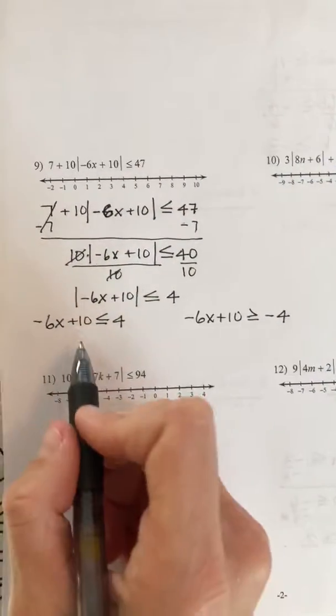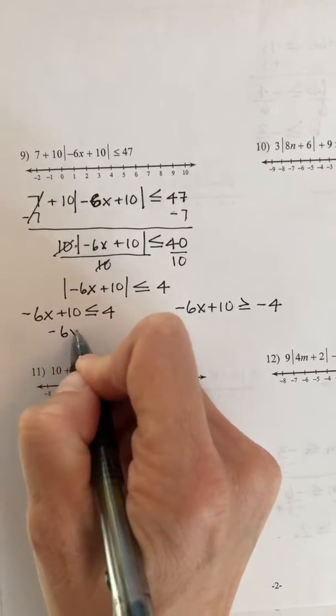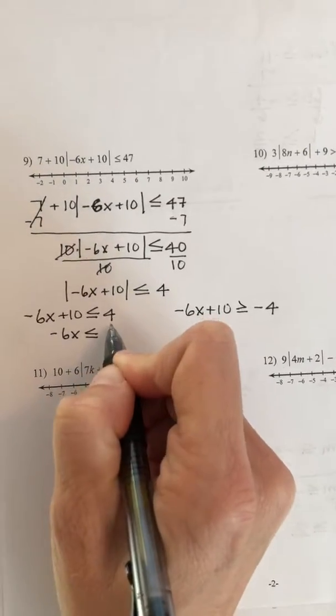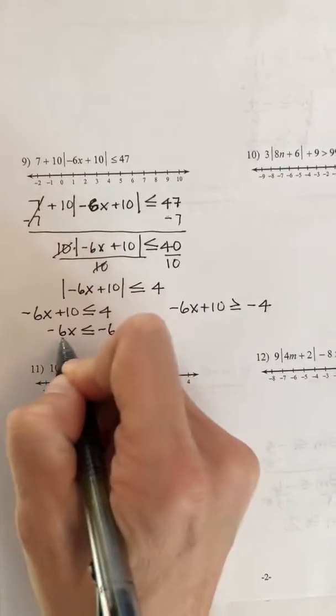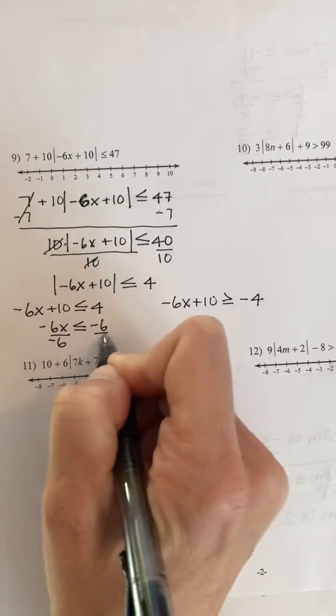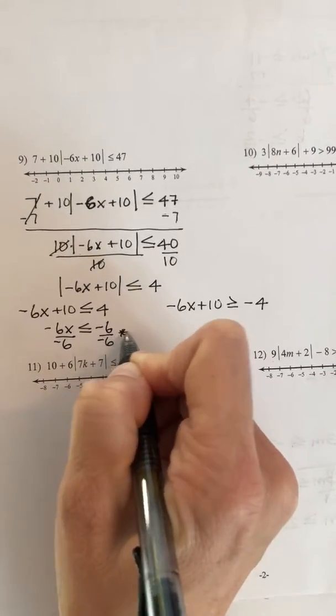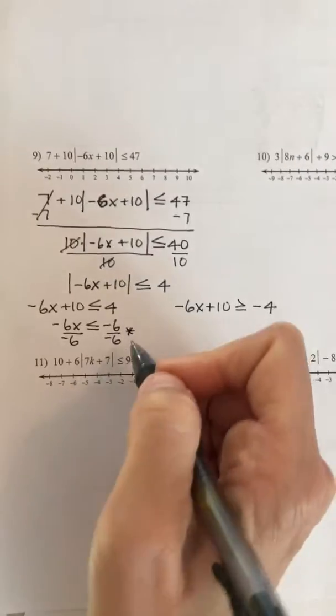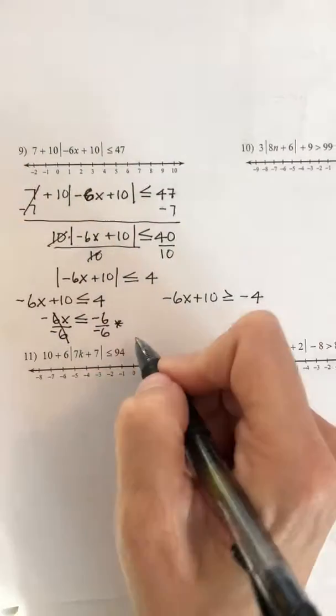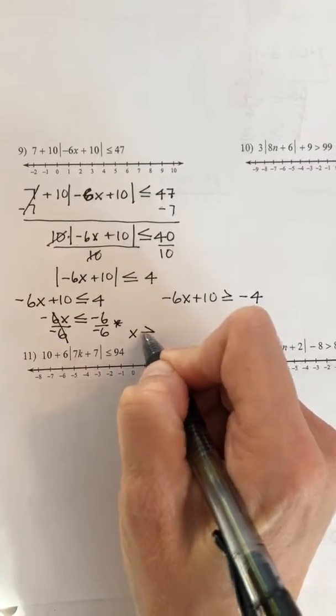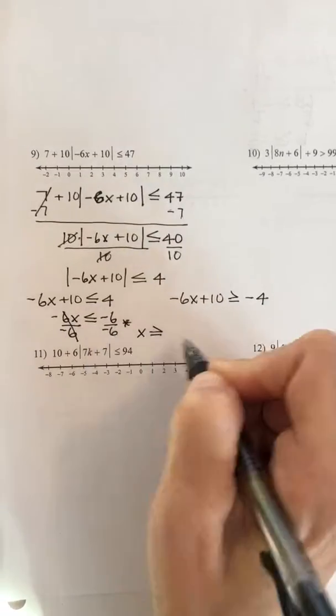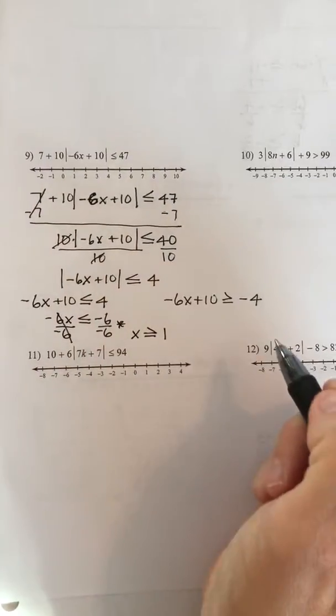So now when I solve both, I'll subtract 10. 4 minus 10 would be negative 6. Divide by negative 6. I'm putting a star here because I'm dividing by a negative. So just to remind myself, I need to flip the inequality sign. And a negative 6 divided by negative 6 would be positive 1.